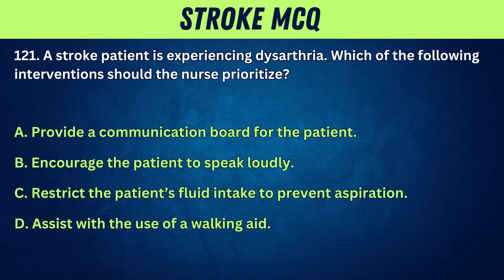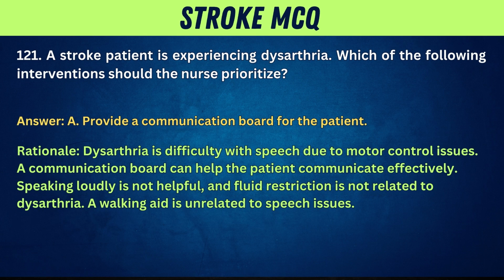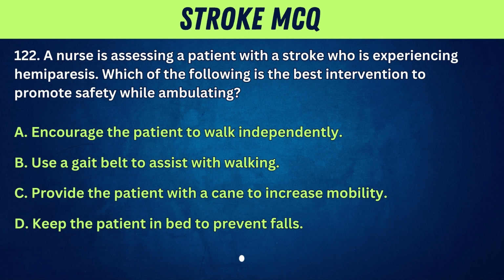Answer: A. Provide a communication board for the patient. Rationale: dysarthria is difficulty with speech due to motor control issues. A communication board can help the patient communicate effectively. Speaking loudly is not helpful, and fluid restriction is not related to dysarthria. A walking aid is unrelated to speech issues.